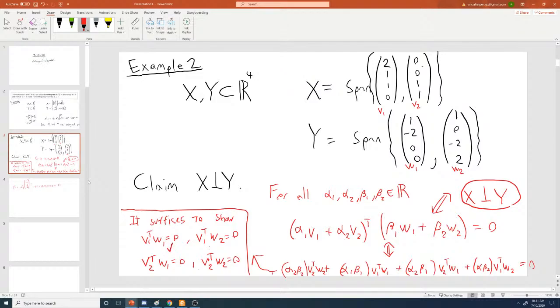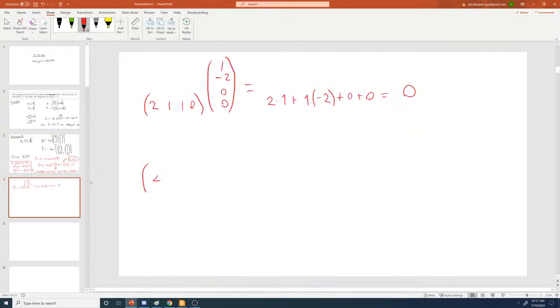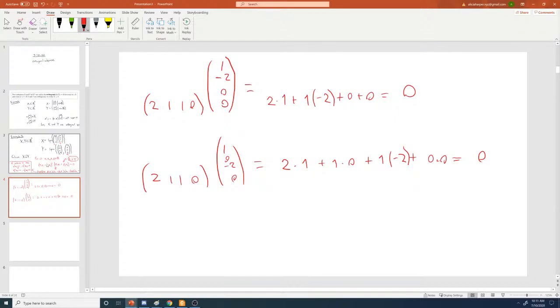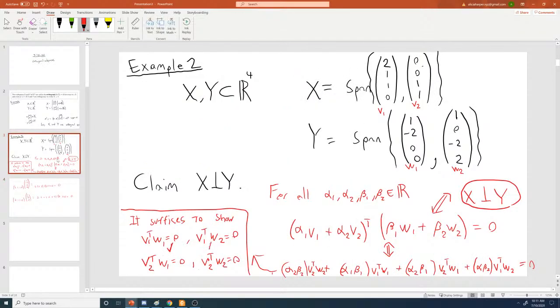Let's check the second relation, v1 transpose times w2. So again, I have to look at (2, 1, 1, 0). And this time I have to multiply it by (1, 0, -2, 0). And of course, this is simply 2 times 1 plus 1 times 0 plus 1 times -2 plus 0 times 0, which of course is just equal to 0. So that verifies the second relation.